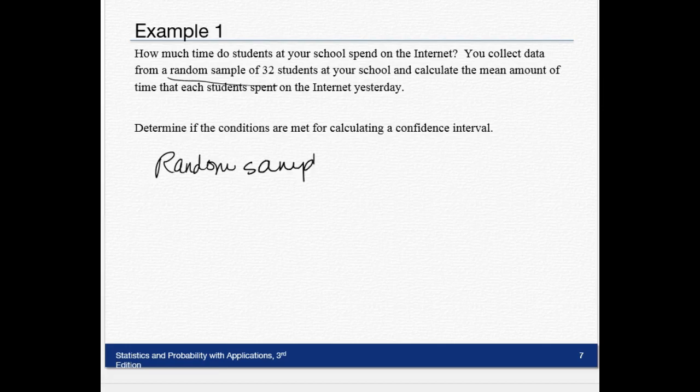n is 32 students. So there's the first condition. It is met. The second condition, is it normal?